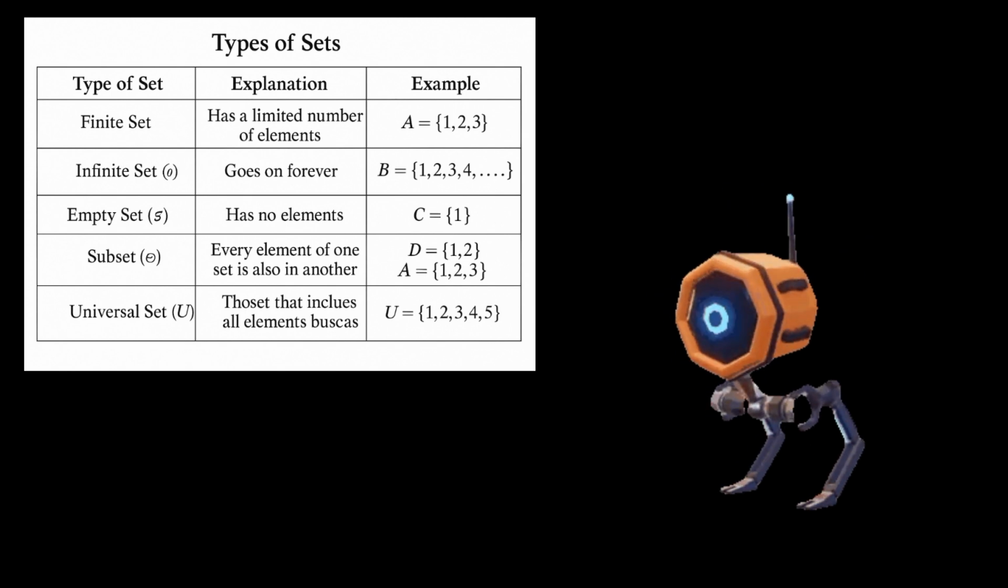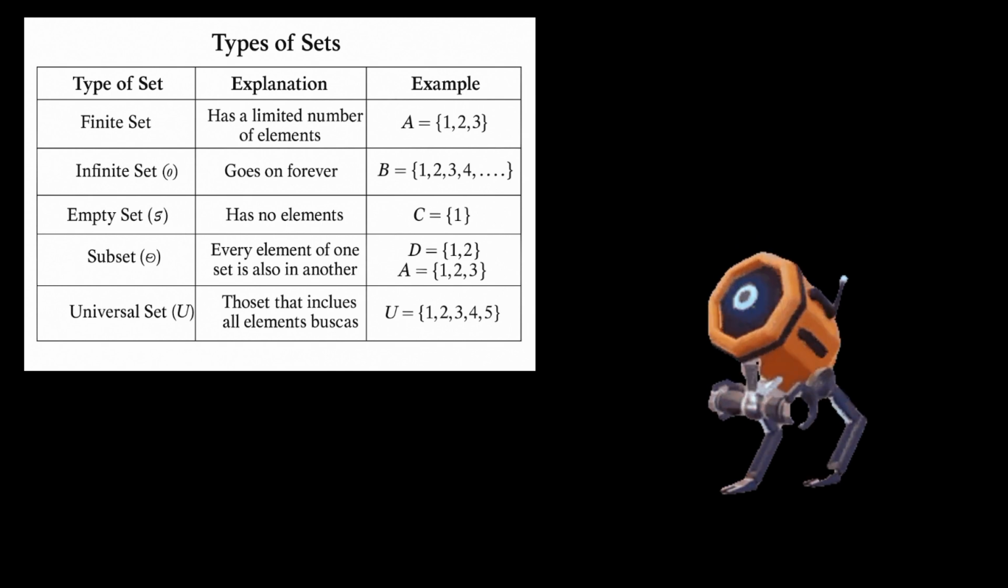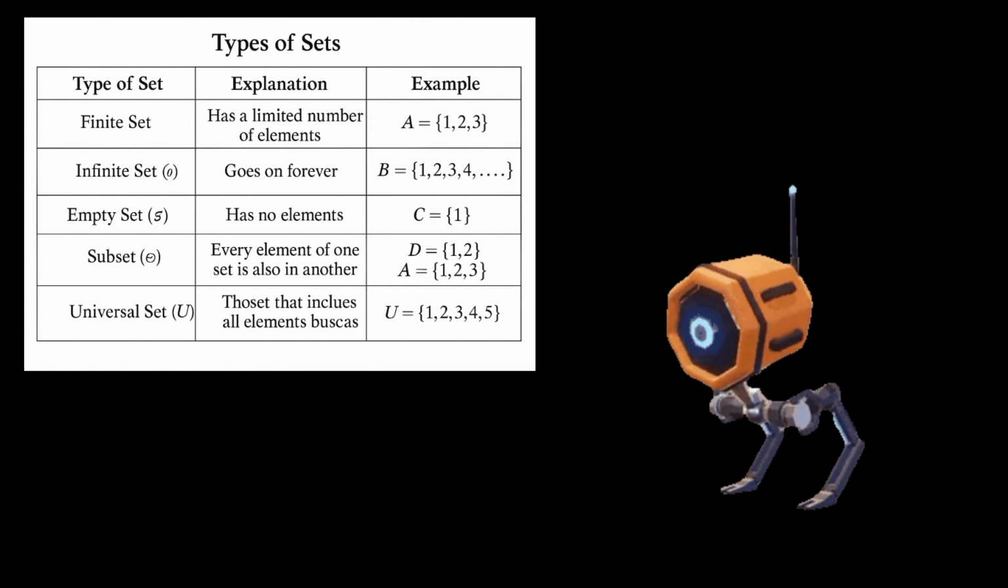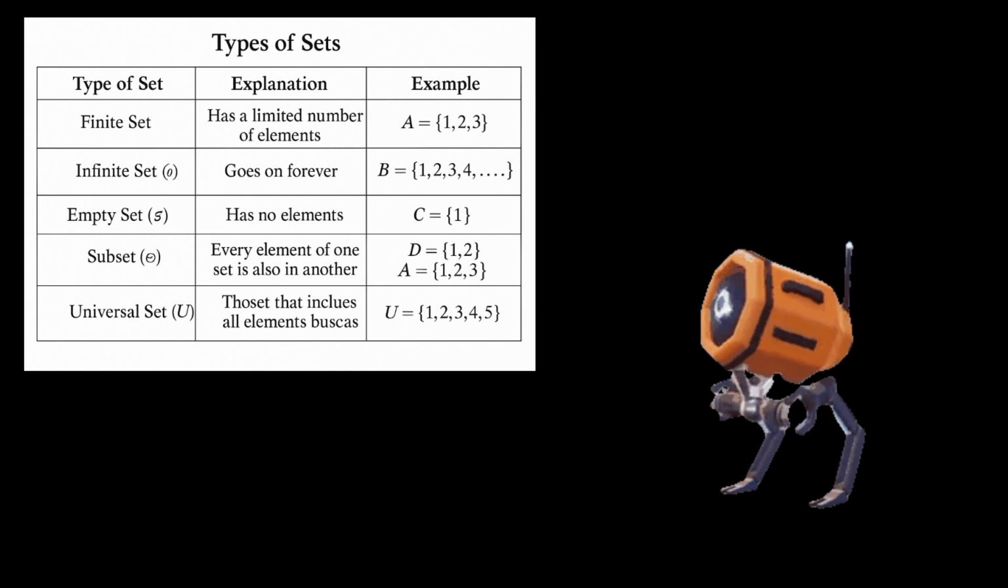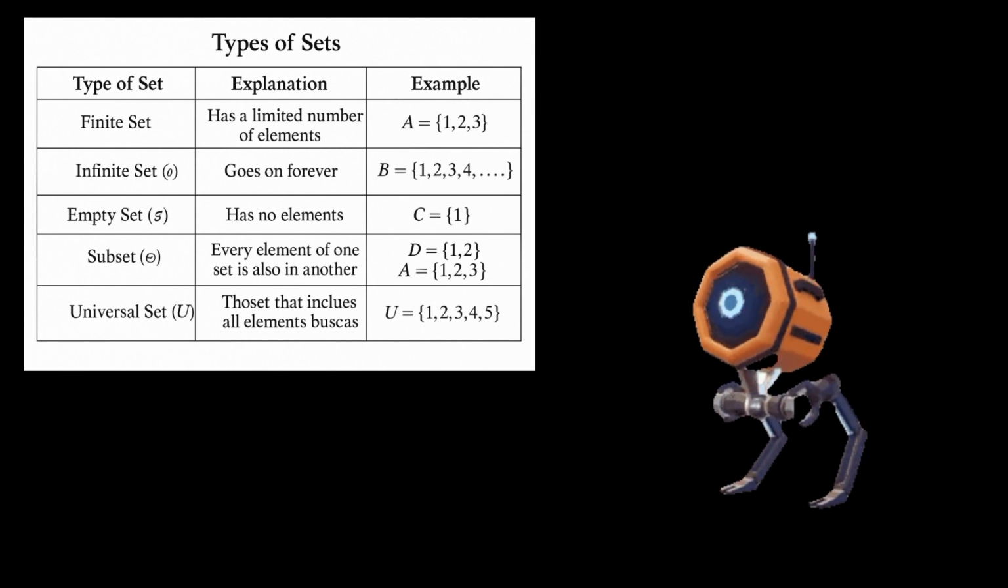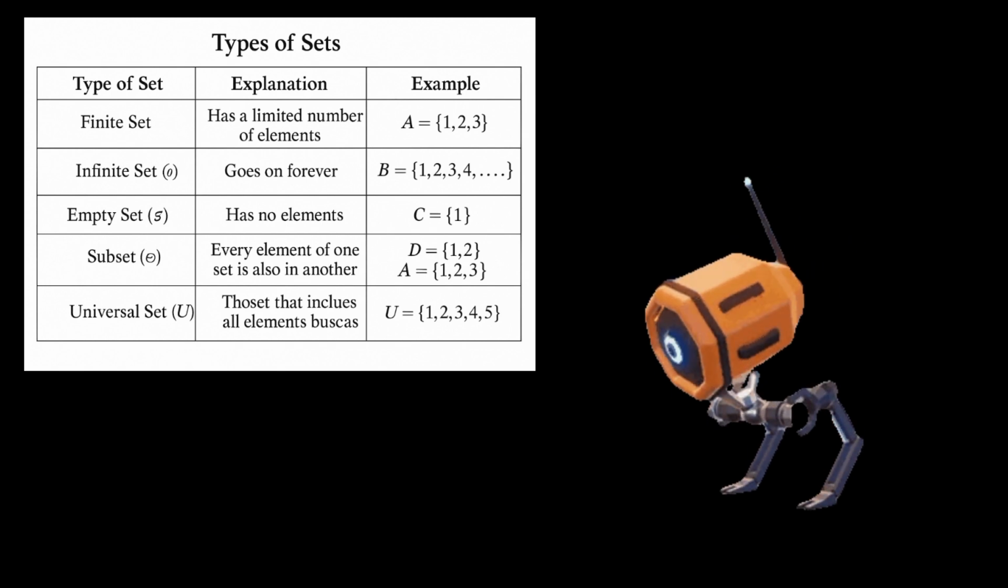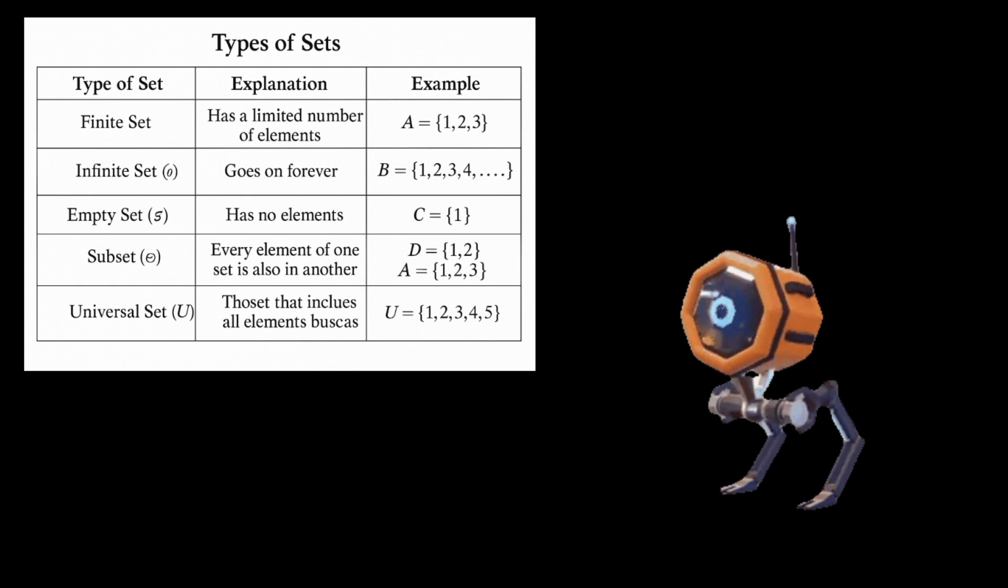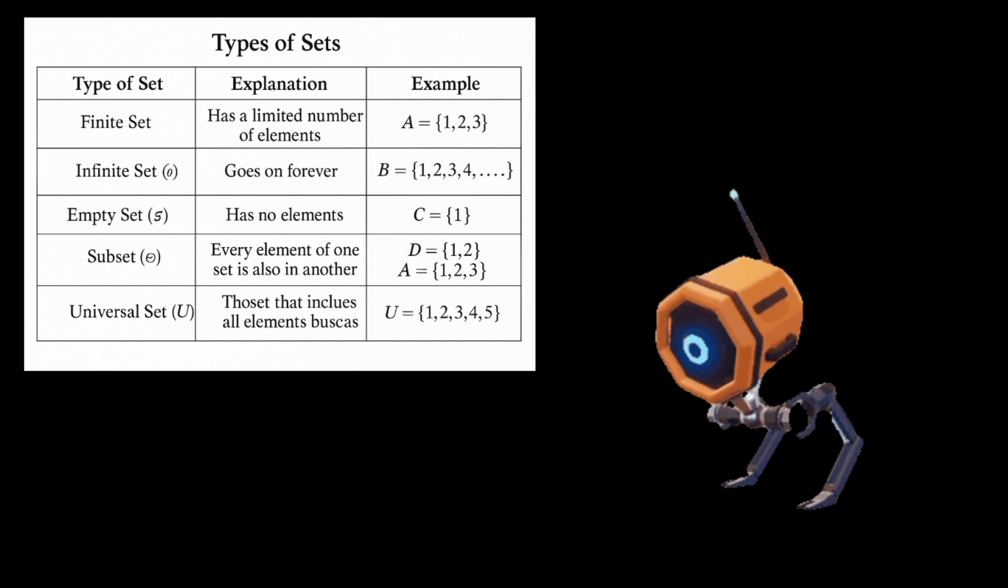Subsets are very important when we analyze relationships between groups. In computer science, for example, subsets are used to represent smaller categories or filters within a larger dataset. There is also a special type of subset called a proper subset, which means that the smaller set is part of the larger set but not equal to it.